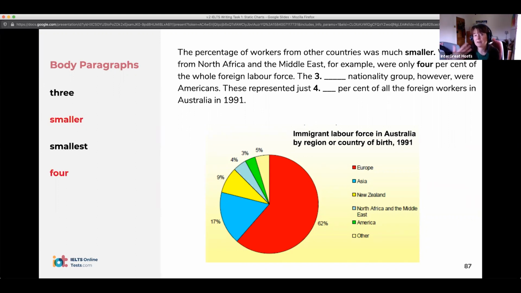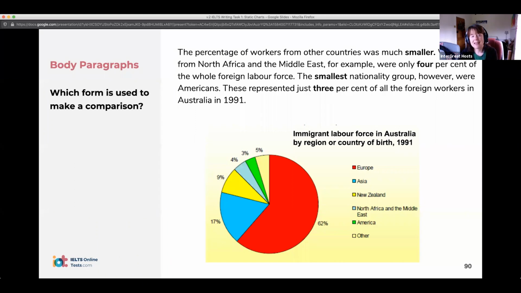So again, we've got more vocabulary here. We're talking about labor force. And then we go down to, yes, it is the smallest group, which we can name as the Americans and say they represented just 3%. So here we can put the detail, we can put the figures, and you must put the figures. Very, very important. It's not just the language for comparing, but you have to put the exact figures as well. So again, we're looking at some of the comparisons, we're looking at smaller.